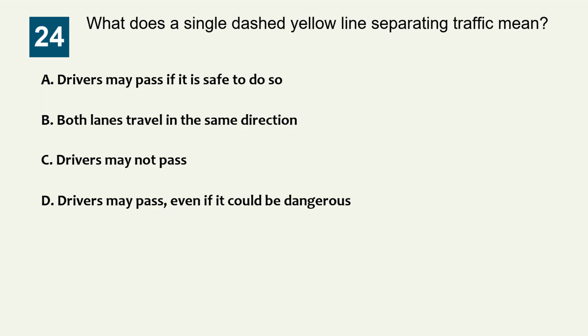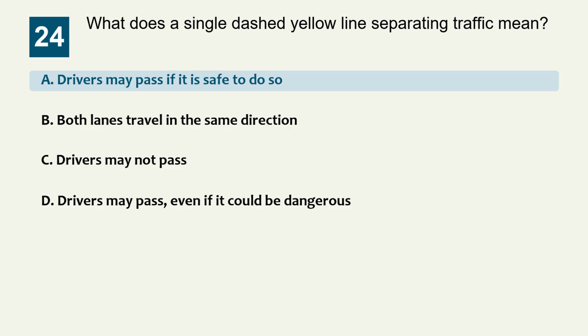Question 24. What does a single-dashed yellow line separating traffic mean? Option A. Drivers may pass if it is safe to do so. Option B. Both lanes travel in the same direction. Option C. Drivers may not pass. Option D. Drivers may pass even if it could be dangerous.